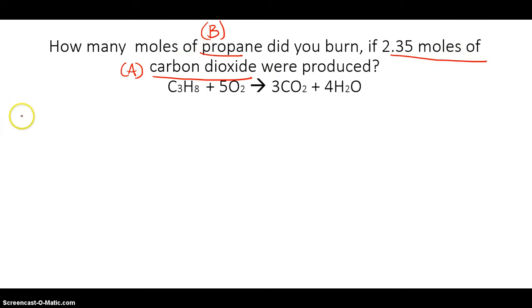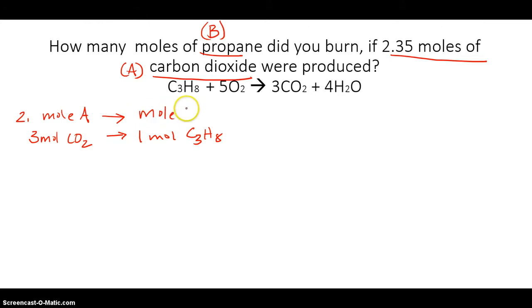So the first thing I need to do is set up my tiles. I know that mole A is carbon dioxide. So when I look at this, thanks to the equation, 3 moles of CO2, right here are those 3 moles, require 1 mole of propane to be burned. So this is my mole B at this time.